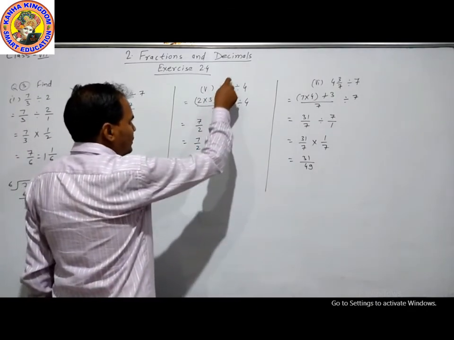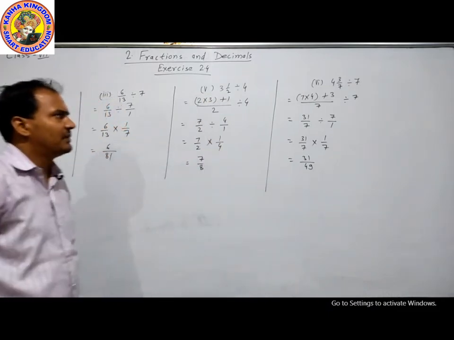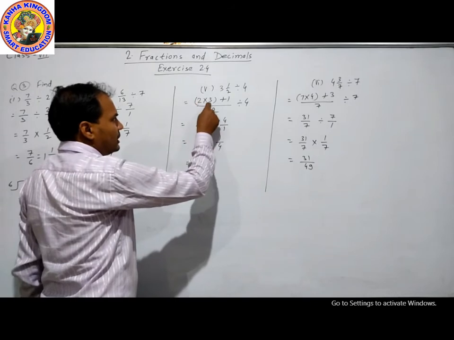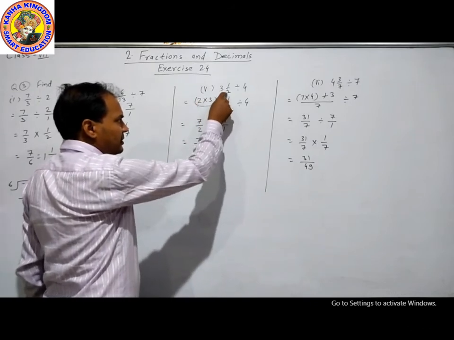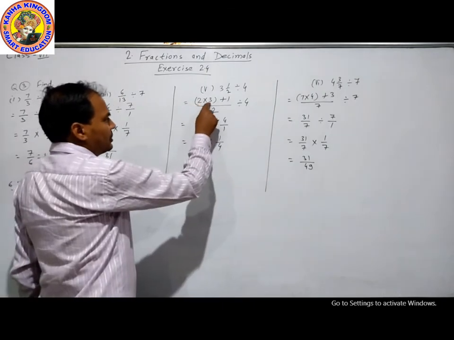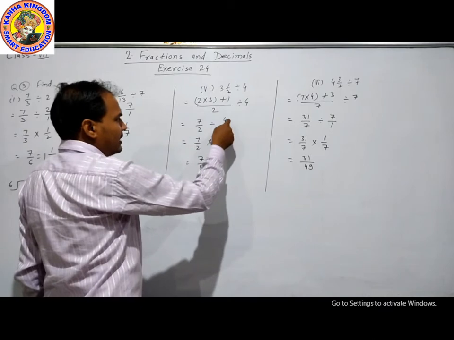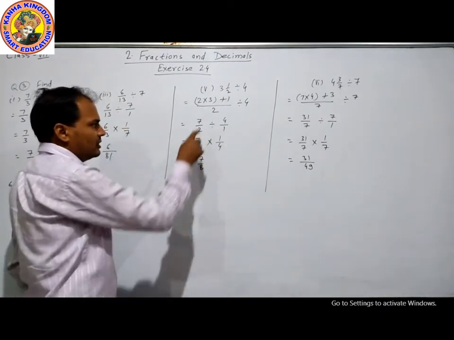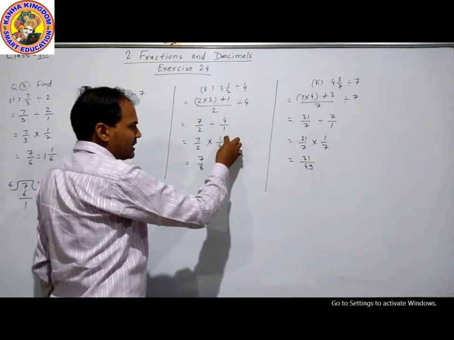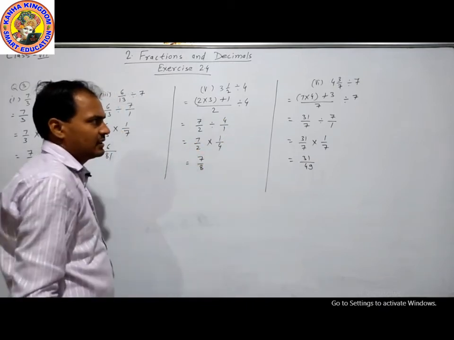Next is, this is our mixed fraction number. First of all we will change it into a fraction number. So 2 into 3 then plus 1, divided by 2 and divided by 4. 2 into 3 is 6 plus 1 is 7, so 7 by 2, and 4 can be written as 4 upon 1. Divide will be changed into multiply, the second digit's reciprocal is 1 by 4. So 7 by 8.